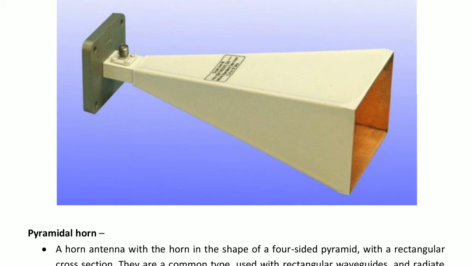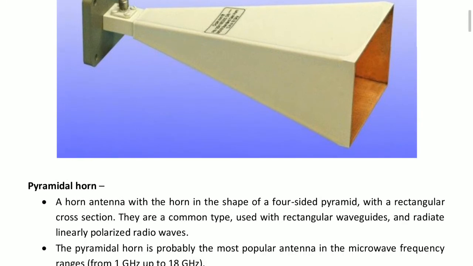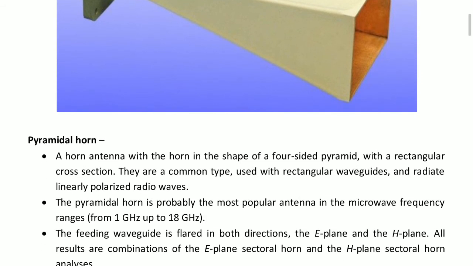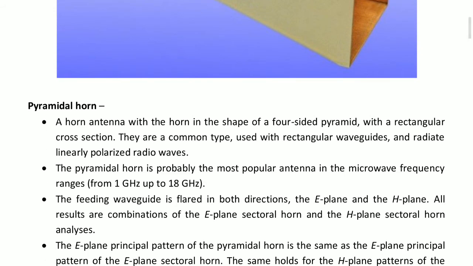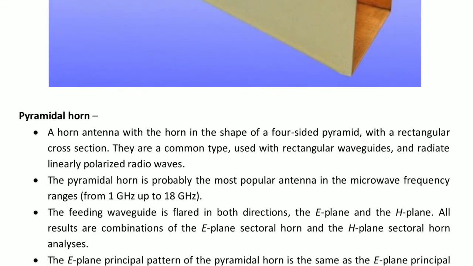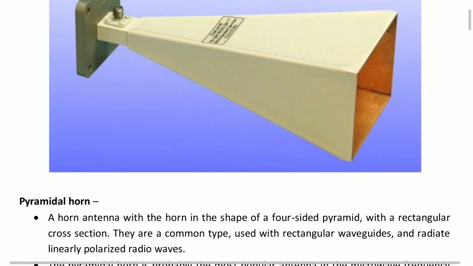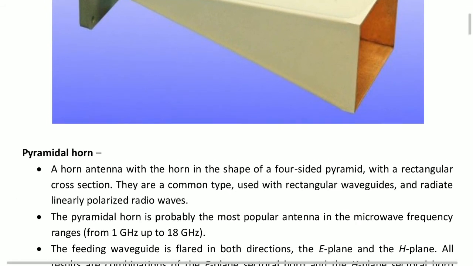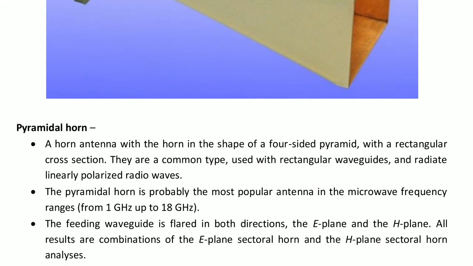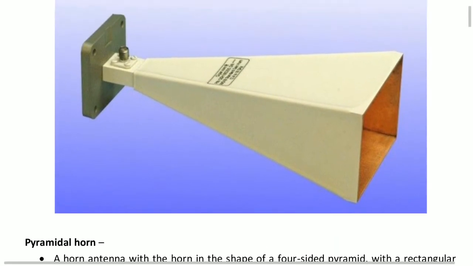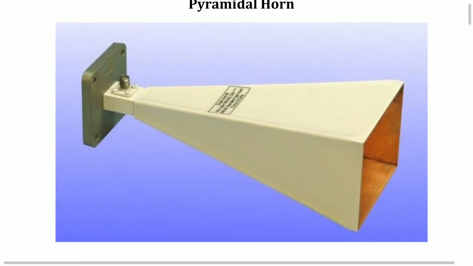So it is called a pyramidal horn. Okay, that means a horn antenna with horn in the shape of a four-sided pyramid with rectangular cross section. That is, it has a rectangular cross section, that means the opening of the horn. They are a very common type used with rectangular waveguides and radiate linearly polarized radio waves. Okay, so the feeding mechanism for this horn is through the rectangular waveguides.